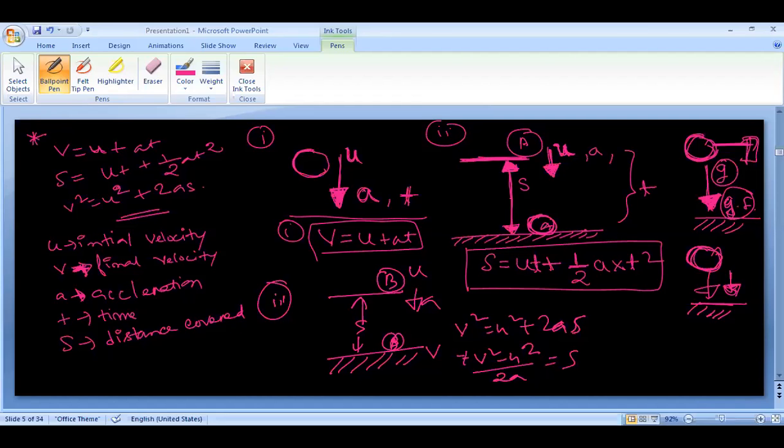So this is clear. These are the three formulas you have to memorize: v equals u plus at, s equals ut plus half at square, and v square equals u square plus twice as. All of you clear? Yes. Okay, now let me solve this equation.